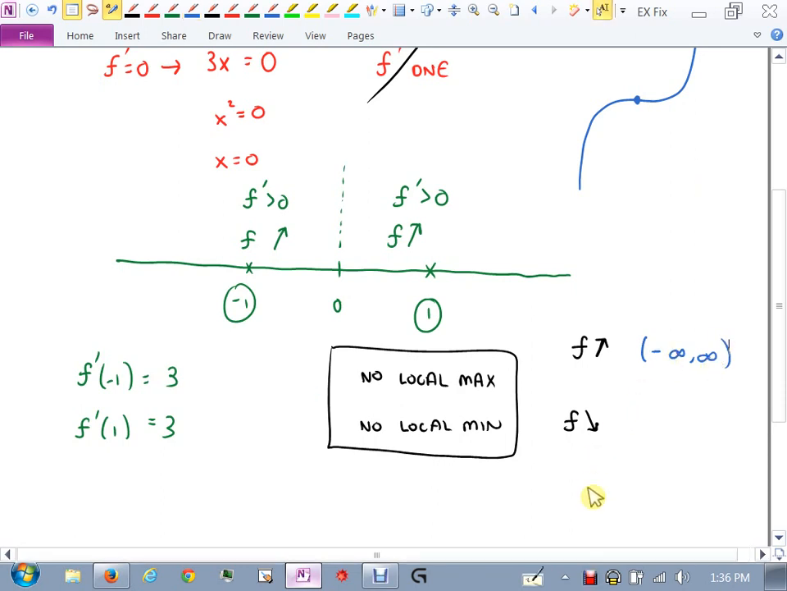And then where is it decreasing? Never. How do I say it's decreasing never? It's decreasing on the empty set, which means this is not 0, this is the empty set. Did we talk about that at the beginning of the semester? The difference between, okay, that means where is it decreasing? It's nowhere. The set of nothing, as opposed to the set of everything, all real numbers.